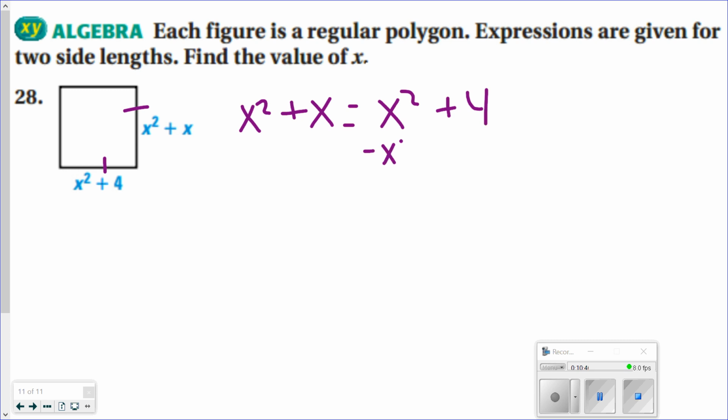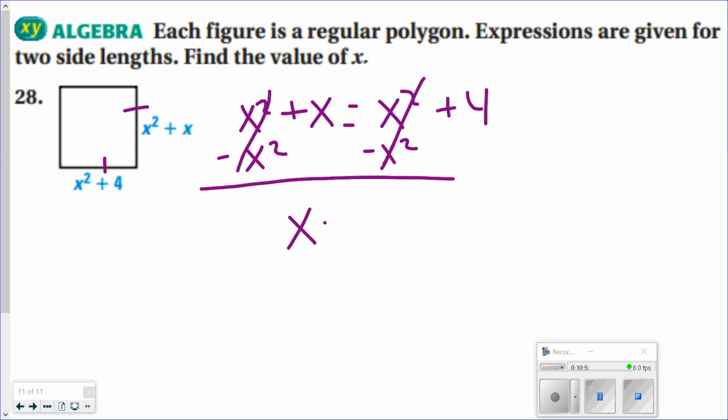So if I subtract x squared from each side, my x squareds are gone. And what am I left with? x is equal to 4. Now it just asks for the value of x. I found it, and I'm done.